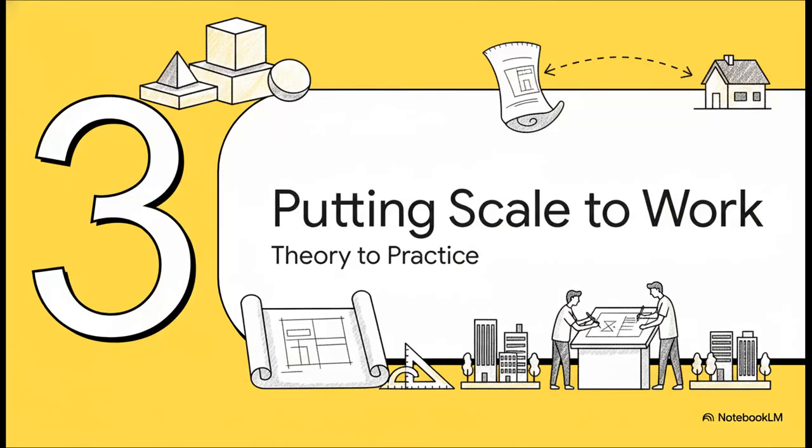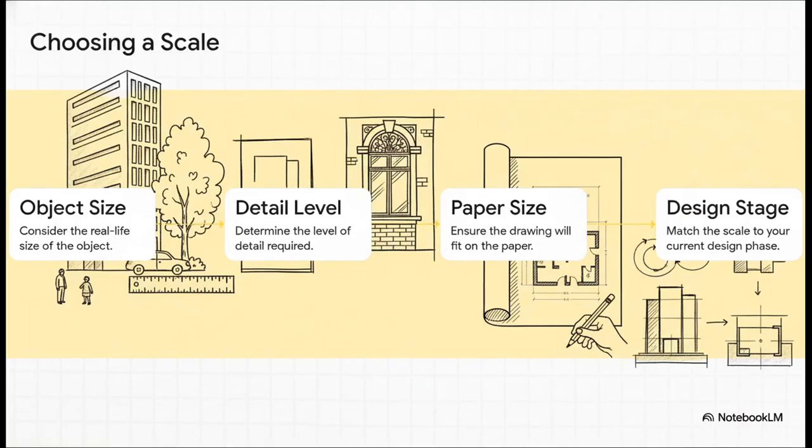Okay, so that's the theory. Now let's get into how this all works in practice. How do designers actually decide which scale to use and when? Choosing a scale isn't just a random guess. Architects are actually thinking about 4 key things. First, how big is the actual object? Second, how much detail do they need to show? Third, what size is the paper they're going to print on? And fourth, where are they in the whole design process?